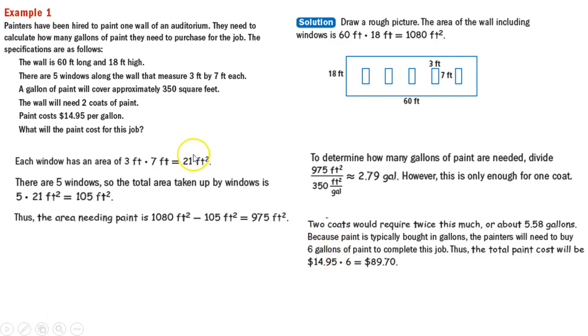Therefore, if each gallon is $14.95, you're going to take $14.95 times the 6 gallons that you need, and that's going to cost you about $89.70 to paint this wall with 2 nice coats of paint.